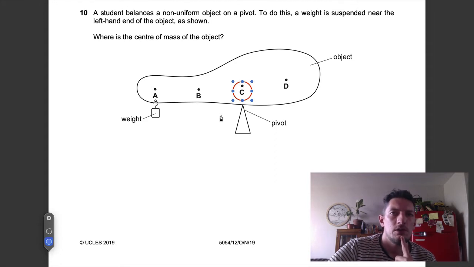This actually makes me realize it's a trick question. The object plus this weight have a center of mass here.